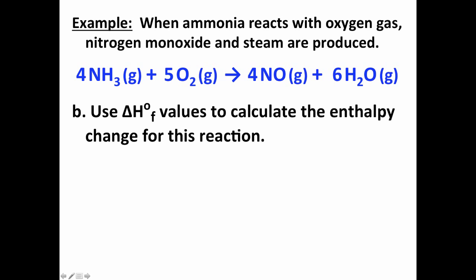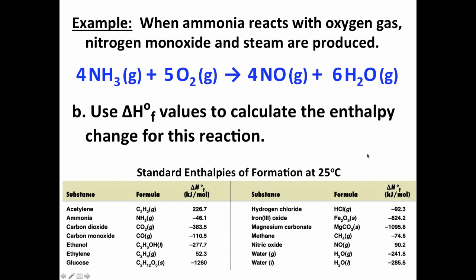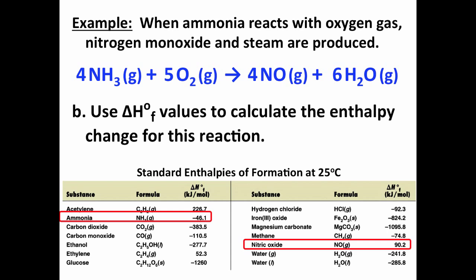Now that we have the reaction equation, let's use delta H of formation, or enthalpy of formation values, to calculate the energy change for this reaction. And of course we need to look up standard enthalpies of formation. For ammonia, it's negative 46.1 kilojoules. For nitrogen monoxide, also known as nitric oxide, it's 90.2 kilojoules. For water as gas, or steam, it's negative 241.8 kilojoules. And oxygen gas is the element in its standard state, so its delta H of formation is 0.